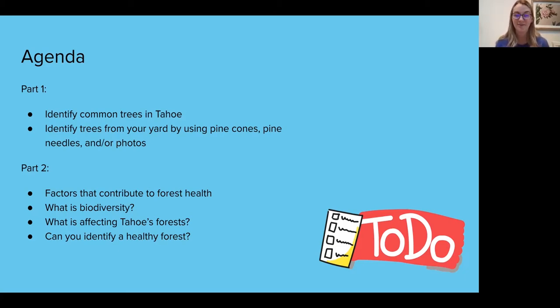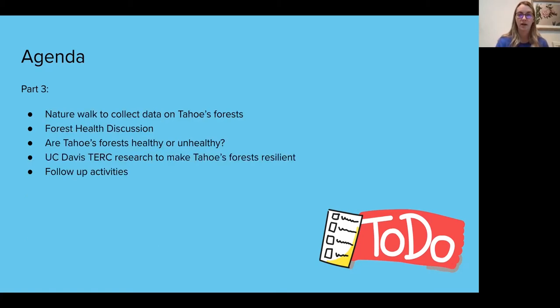Part 2 is factors that contribute to forest health. What is biodiversity? What's affecting Tahoe's forests? And how to identify a healthy forest. And then our last part, I'm going to go outside for a nature walk and we're going to collect some data to assess forest health. And then we'll have a discussion about it and talk about whether or not Tahoe's forests are healthy or unhealthy.